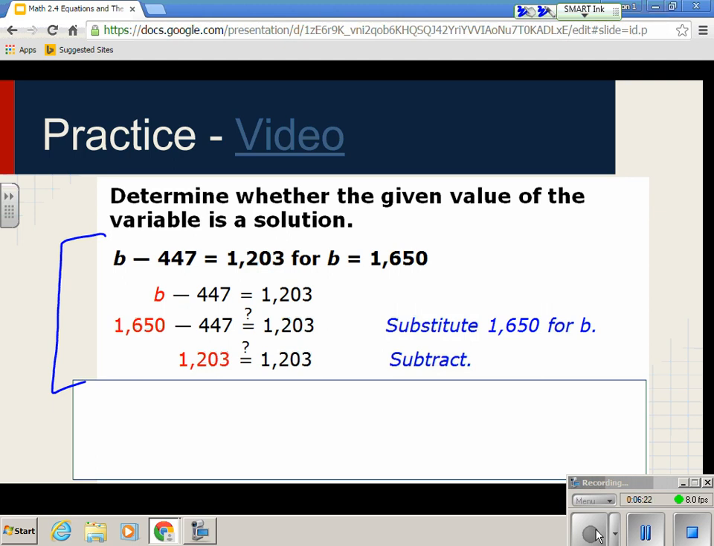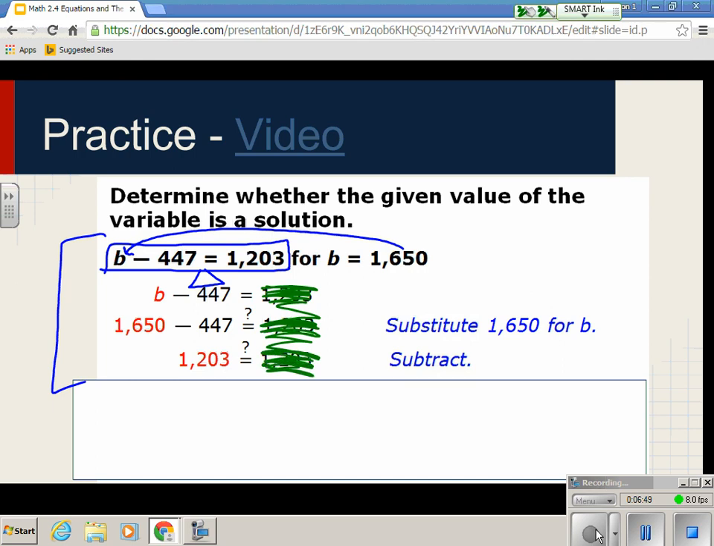Pretty simple. We're given a problem like b minus 447, and we're trying to see if 1,650 will make it an equal balance. How do we find that out? We're going to be putting 1,650 in for b, and we're going to see if that works. So here's what we did over here. We're going to, for now, just cross this out so it doesn't confuse us. And I use a pen so I can erase it and re-erase it.